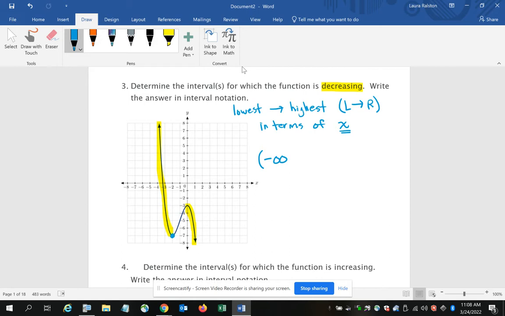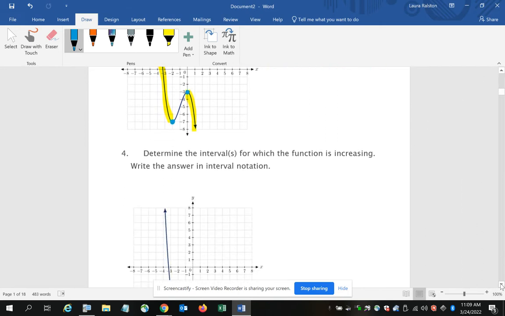an x value of negative 2. So it goes from negative infinity to negative 2. And then we begin again when we get to an x value of 0, and we go to positive infinity. The arrows on the end again imply that you're going to infinity.